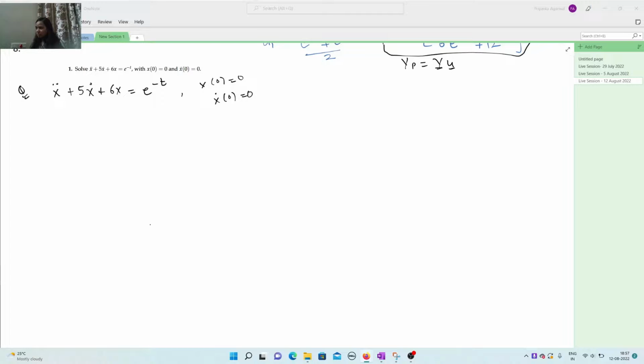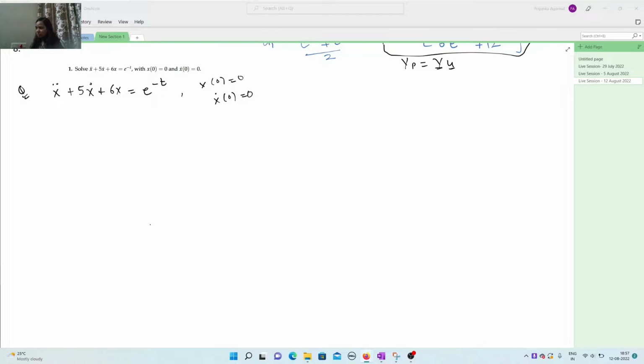Yeah. So we have to solve this equation. So let's first find the homogeneous solution. The homogeneous solution can be defined as the solution of this equation, which will be this.